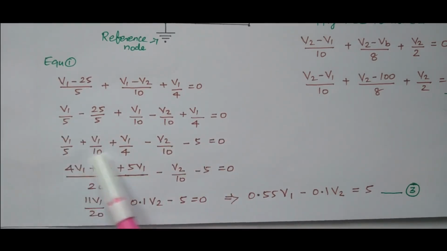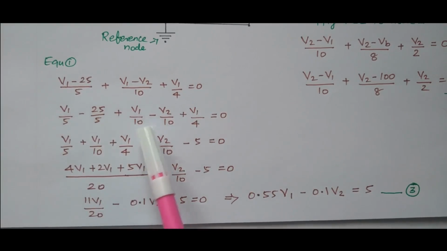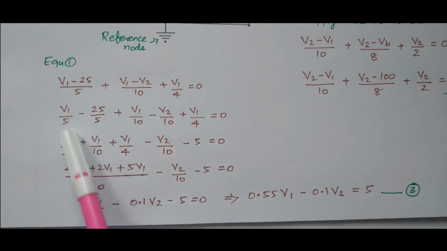Now write all the V1 terms: V1/5, V1/10, V1/4. Only one V2 term is available, -V2/10. The numerical is 25/5, which is 5. So in this, all V1 terms are written first, then the V2 term, then the constant.